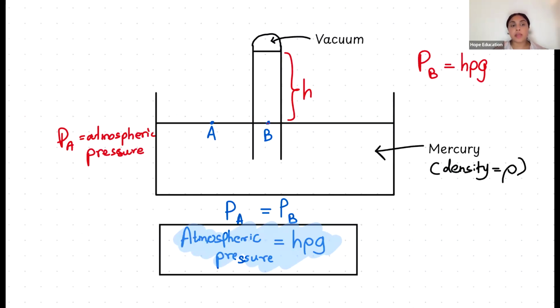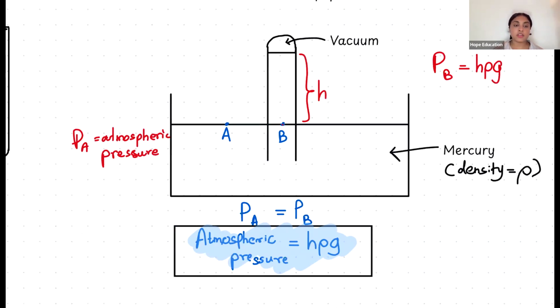Did you understand up to that point? Okay. Then, there are so many things that we need to talk about the mercury barometer.